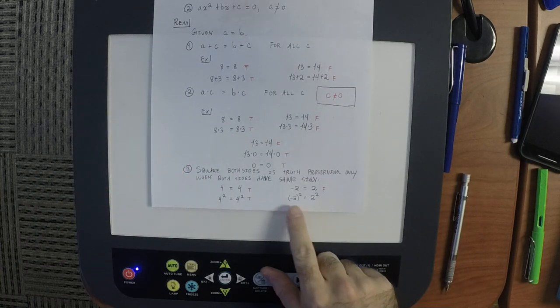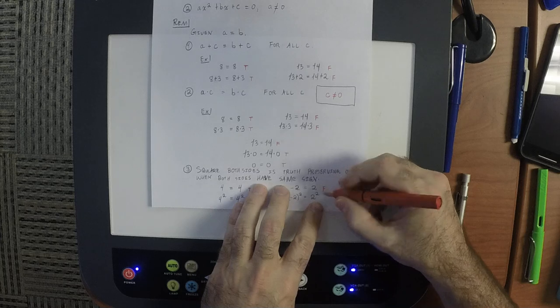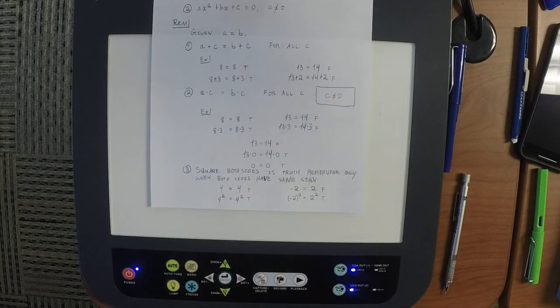What is the left-hand side going to be? 4. And the right-hand side? Also 4. This is true. So do you observe that squaring both sides can modify the truth? Okay, good.